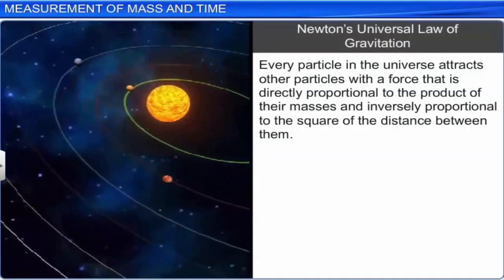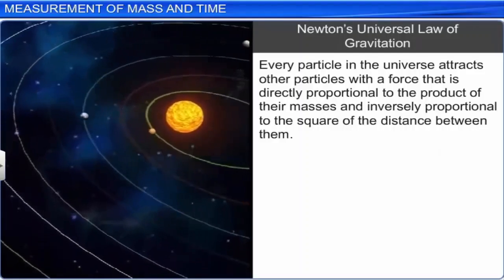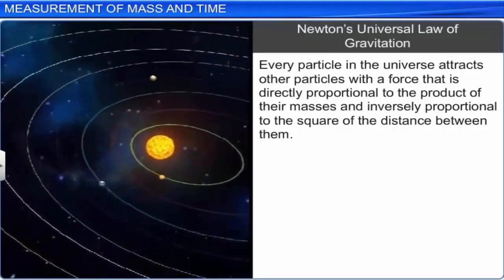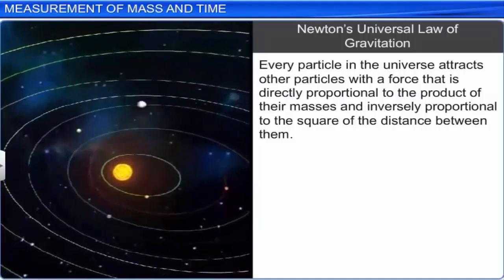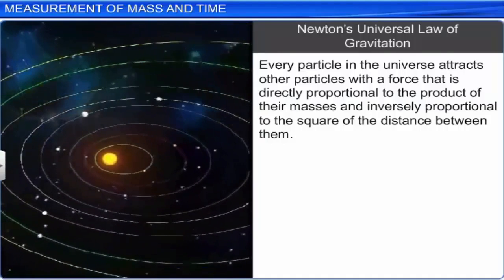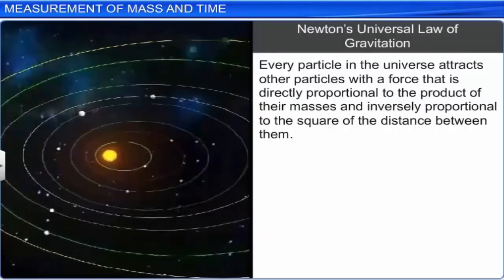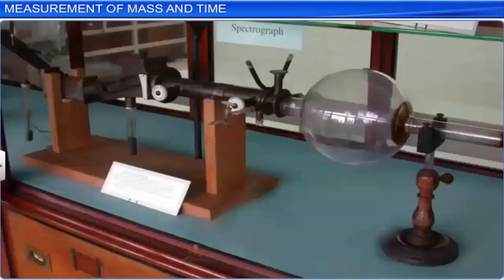For example, the mass of heavenly objects can be estimated using Newton's universal law of gravitation, which you will learn later in the course. Mass of subatomic particles, like electrons, can be found by making use of devices like mass spectrograph.